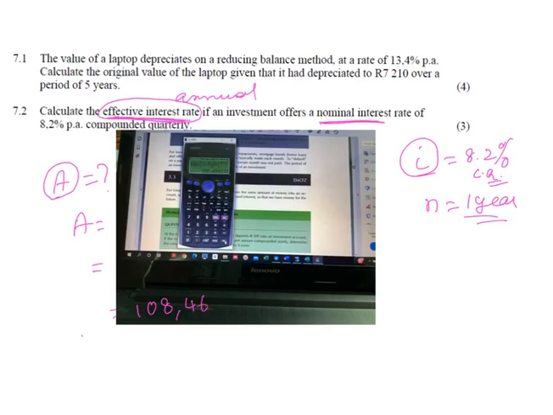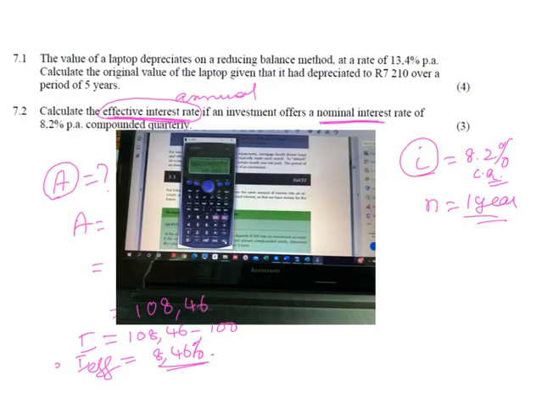So what is my interest? How much money did I gain for 100 rands? It is going to be 108,46 minus 100, which is going to give me 8,46 percentage per annum. So this is my effective rate of interest, that is 8,46 percentage per annum.